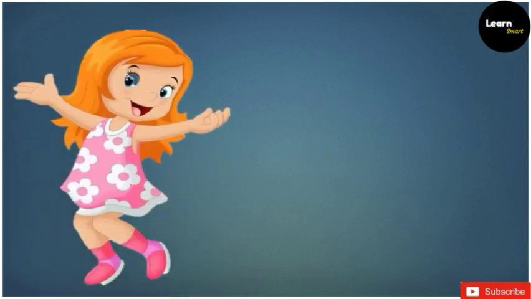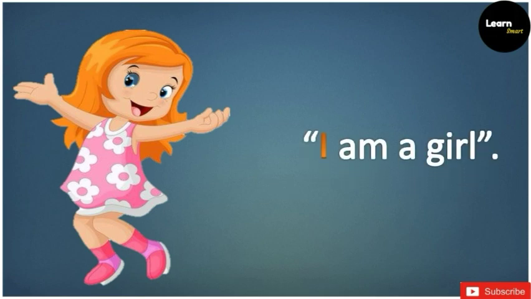And to understand it better, look at the picture on your screen first and then look at the sentence the picture follows. I am a girl. Learners, did you notice? The first letter of this sentence is capital and the rest are small. In this sentence, I is the capital letter.